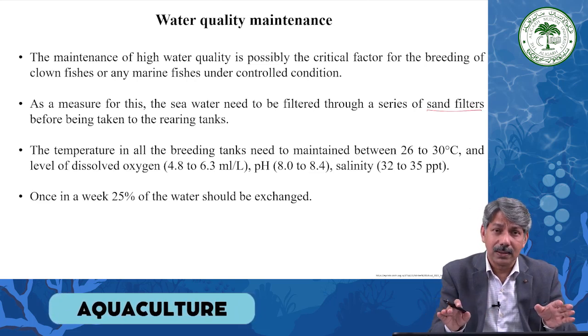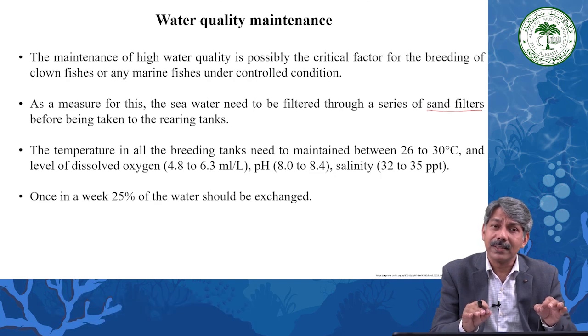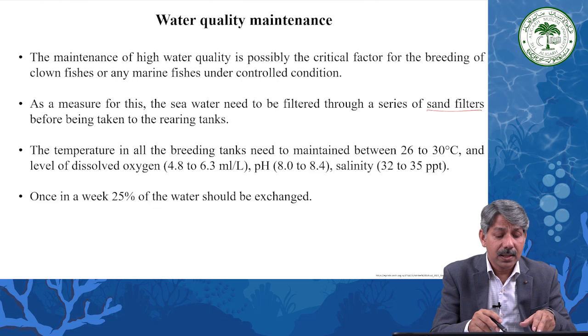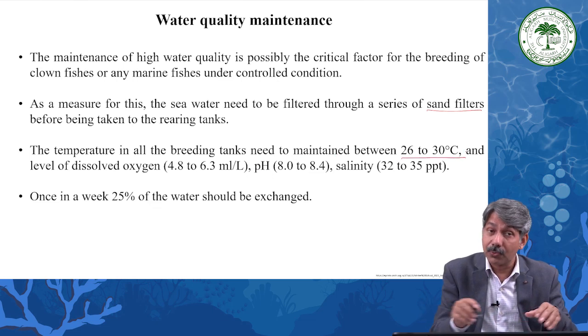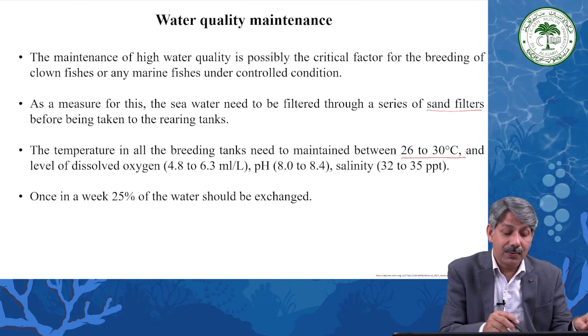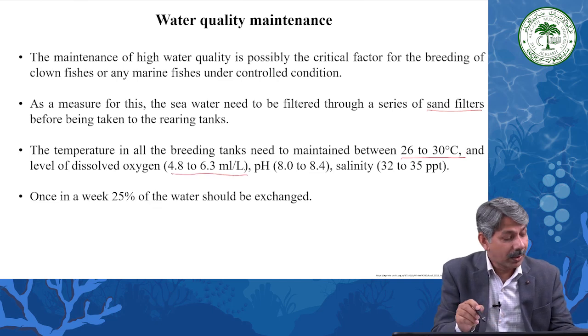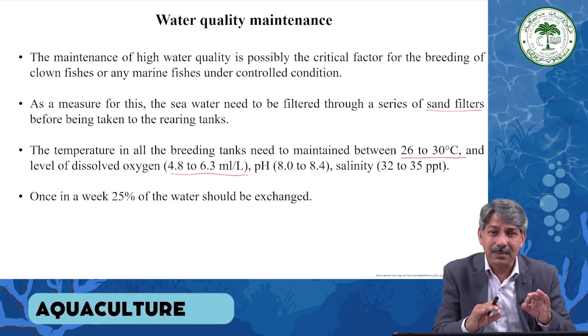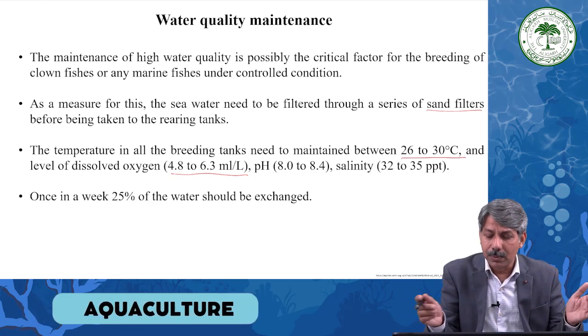I have always talked about this, that water quality is very important, starting from the very beginning of your culture practice. Whatever stage you are doing, the temperature in all the breeding tanks needs to be maintained between 26 to 30 degrees centigrade for clownfish, and the level of DO 4.8 to 6.3 ml. In fact, it should never come below 5 ppm, just make it a rule. So, everything will be fine.